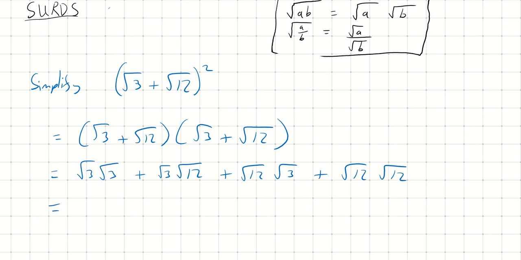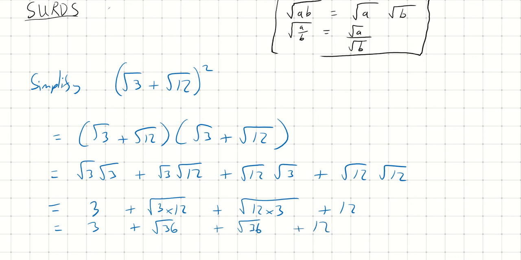Now, root 3 times root 3, we could use the surd rules if we wanted. This is root 3 times 3, which is root 9, which is 3. That's pretty obvious: the square root of 3 times the square root of 3 is just 3. The square root of 3 times the square root of 12 is the same as the square root of 3 times 12. Let's write this out in full for now. We get root 3 times 12, and the next one, root 12 times 3, and obviously root 12 times root 12 is just 12. This is 3 plus root 36, plus root 36, plus 12. Root 36 is just 6, so 3 plus 6 plus 6 plus 12 is 27. So by knowing our surd rules, we've simplified this quite complicated looking square with two square roots in it, and it's turned into a nice simple number, 27.